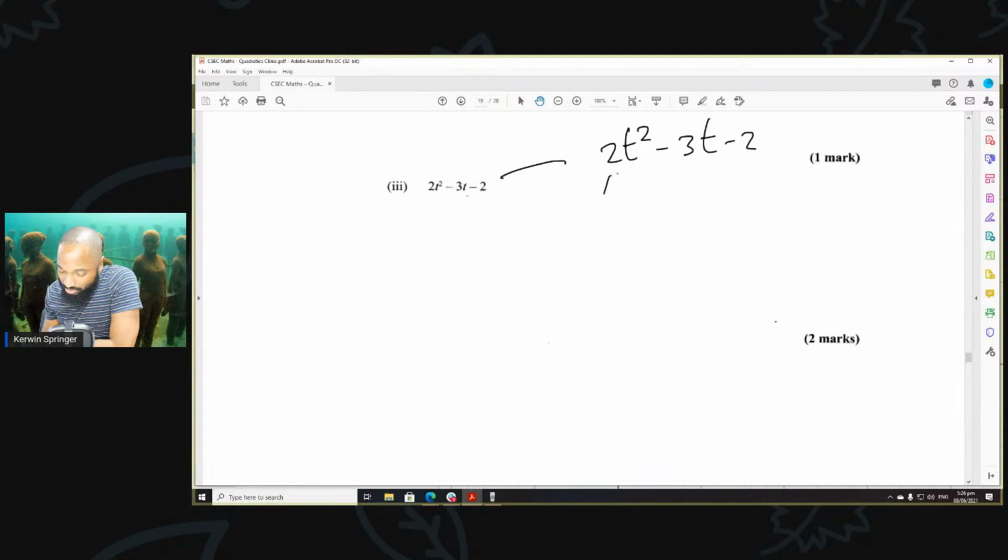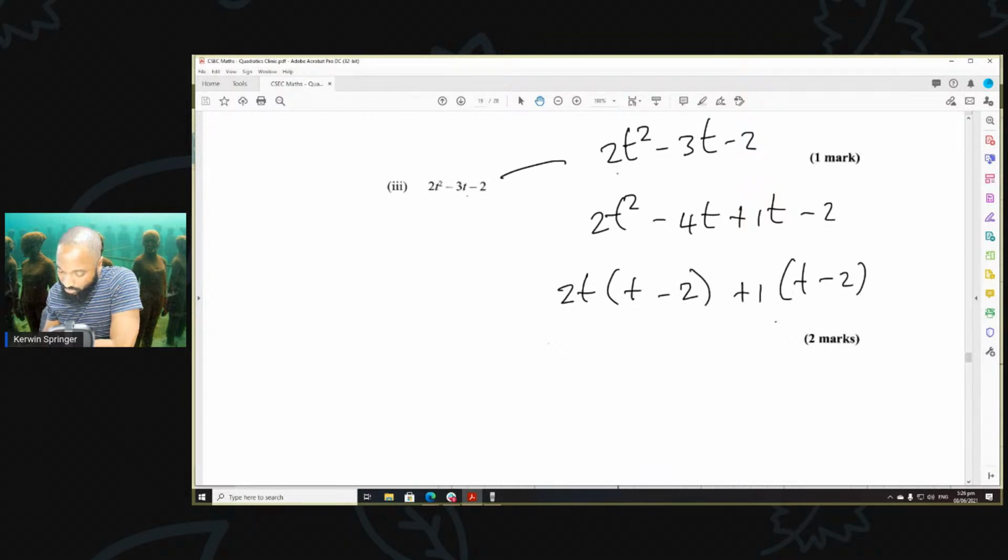Anyhow, so what are we doing here? 2 by negative 2, negative 4. 2t squared. Yeah, boy. Shutting down. So we have 2t into t minus 2, t minus 2 plus 1. So we have 2t plus 1 into t minus 2.